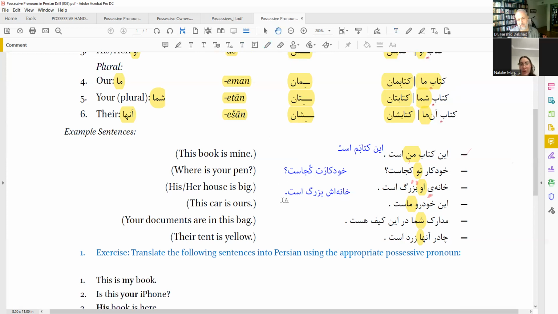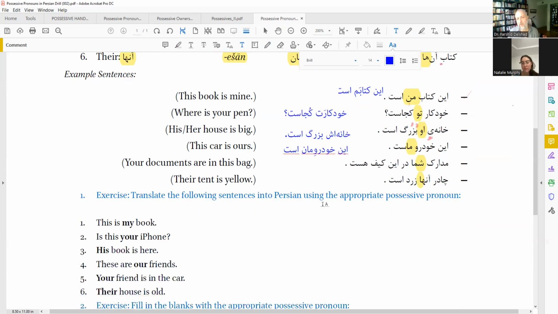این خودرو امان است. Exactly. این خودرو امان است. Well, you could also extend it, you can say خودروی امان است, using a ye, but in fact you don't need it. این خودروی امان است. This is our car.